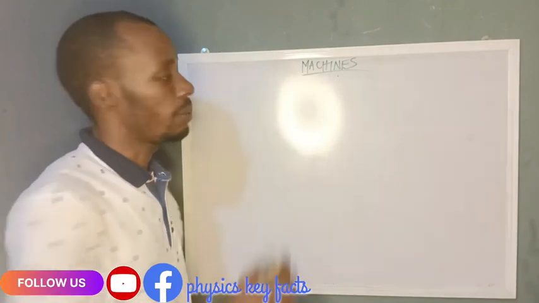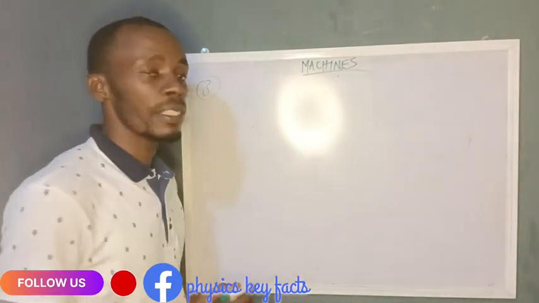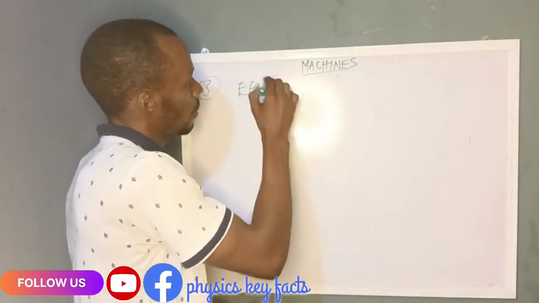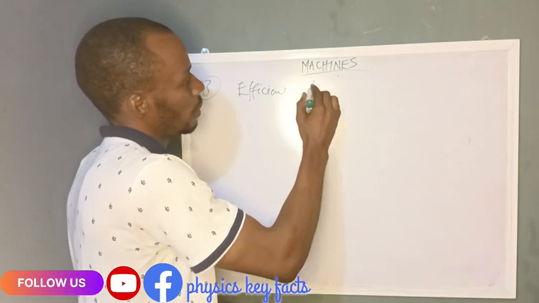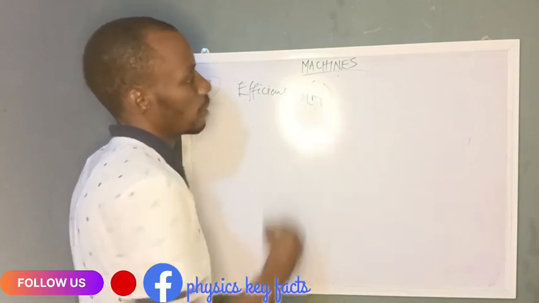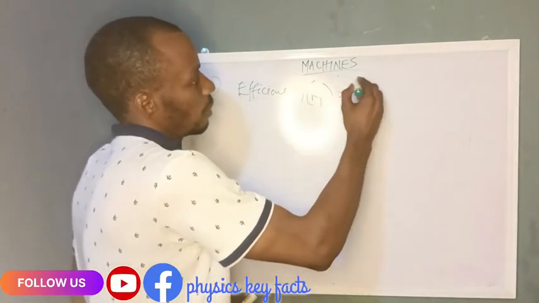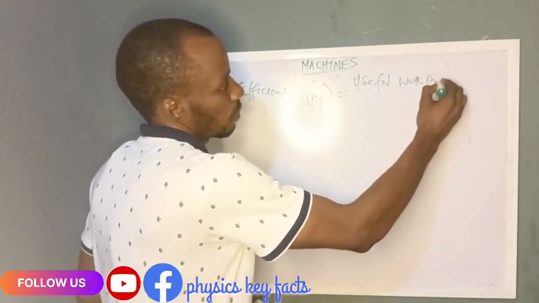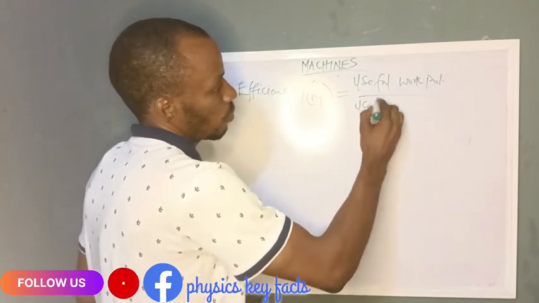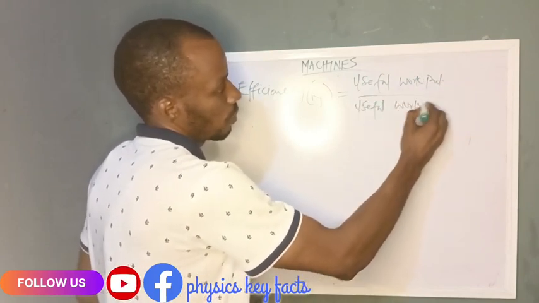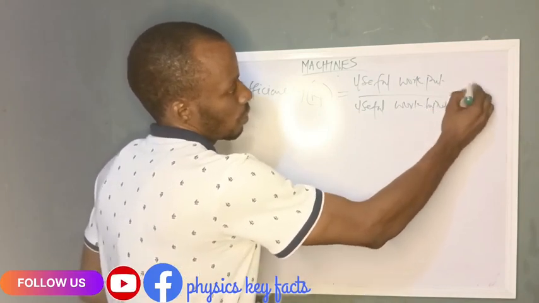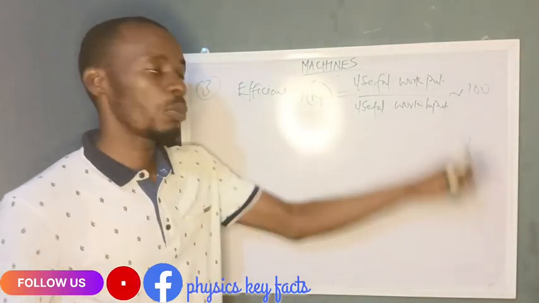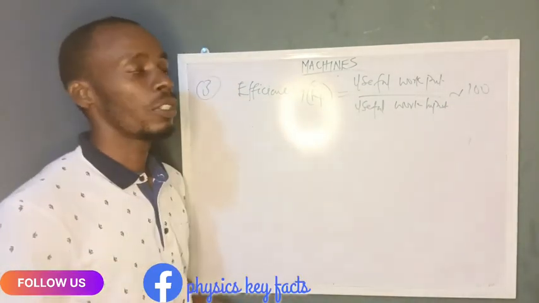Another associated term, the third one, is efficiency. Efficiency is written as EF, and it is usually useful work output all over useful work input, multiplied by 100. Useful work output over useful work input multiplied by 100.